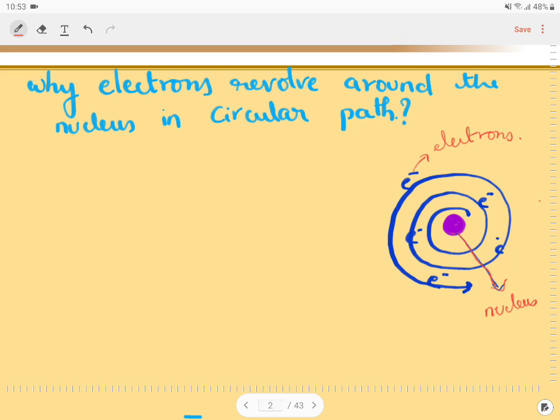Circular path. Okay. And these electrons and the nucleus are held by the electrostatic force of attraction. So that is nothing but the centripetal force. Again, how is it a circular path?